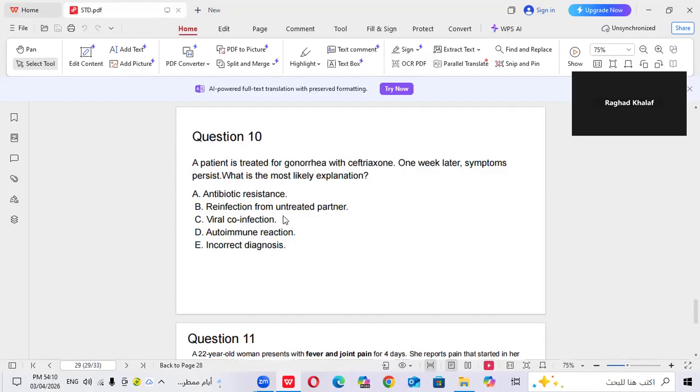That would be reinfection from untreated partner, because this is an STI. You have to treat the partner. If you didn't, then the symptom will recur.